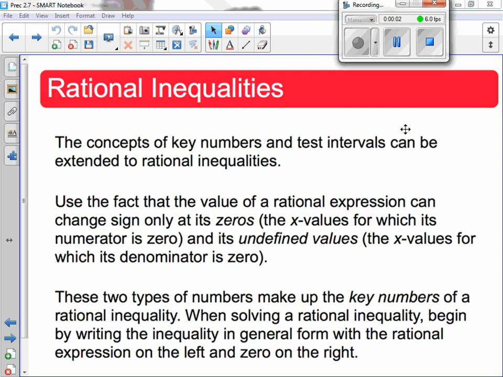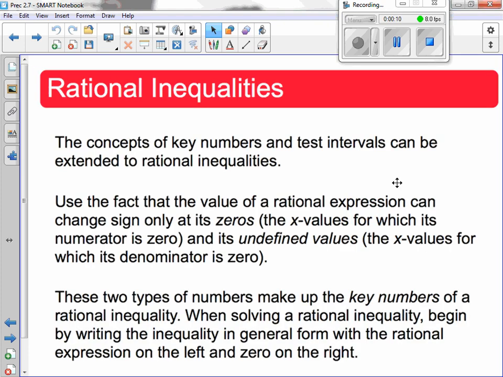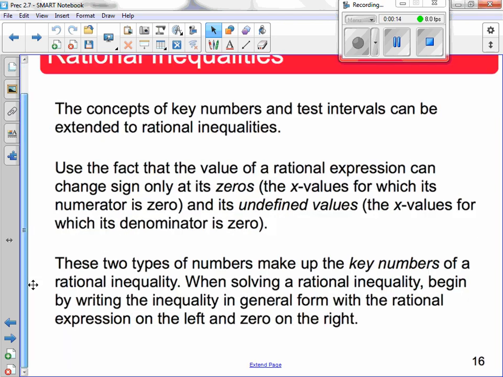So again, with rational functions, we're using zeros. That's why we have the vertical asymptote pop up on the 1. So with rational functions, the key numbers and test intervals can be extended to rational inequalities. These two types of numbers make up the key numbers. So we want to find the x values for which the numerator is 0, and the values of x that would make the denominator undefined. So top and bottom, that's what we want to find for these here.